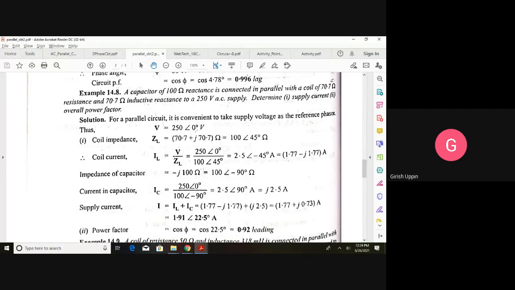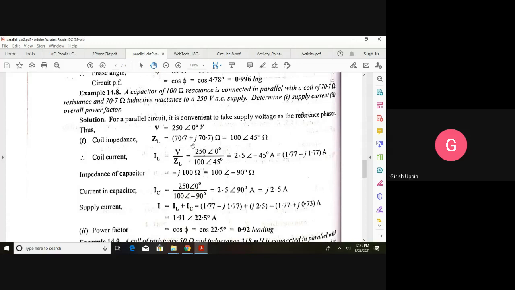Why at an angle 0? Because they have not specified. That means we can assume it is 0. It will start from the 0th time, that is 0 degree. Coil impedance ZL is 70.7 plus jXL. This is XL, right? XL is 70.7, and you can convert it into polar. You can do it on the calci itself.